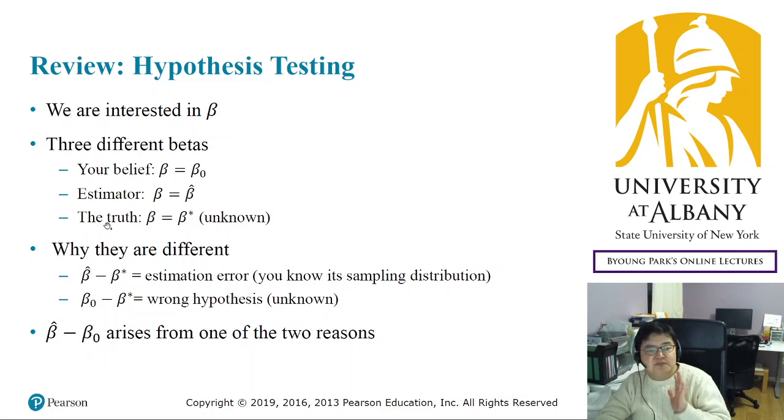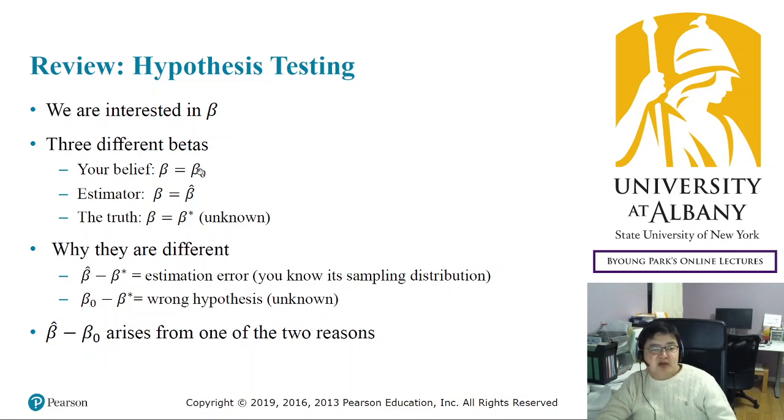And finally, the truth. Of course, you don't observe it, you don't know this, but there it is. It could be something different. So the truth is beta equals beta star. I intentionally put a star to denote that it's the truth. So as you can see, all these three betas can be different.